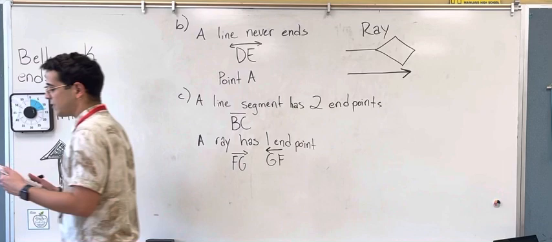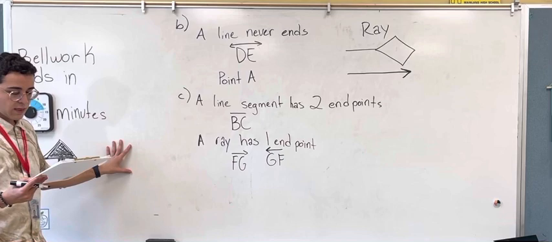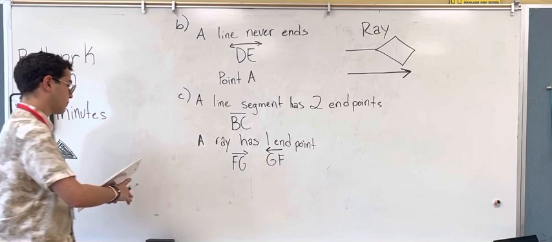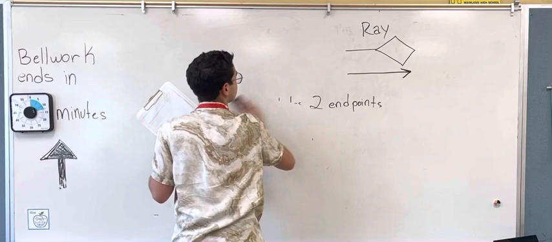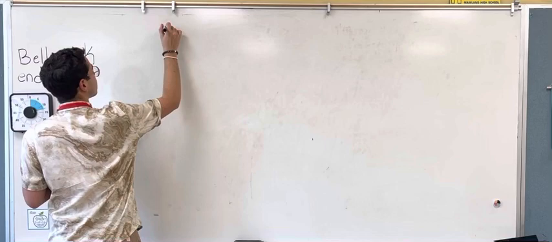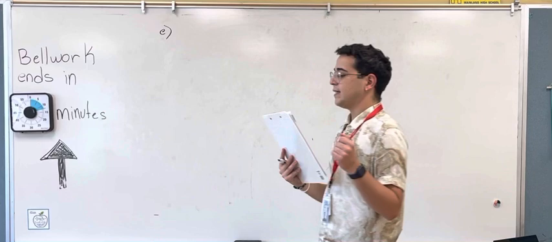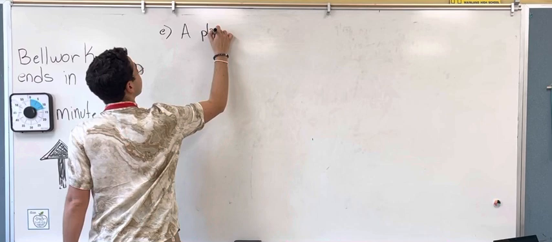Any questions? Let's flip it over to part E. We're going to skip that one. The diagram shows plane P and plane Q intersecting. How would you describe a plane? A plane has how many points? Three. Yep.